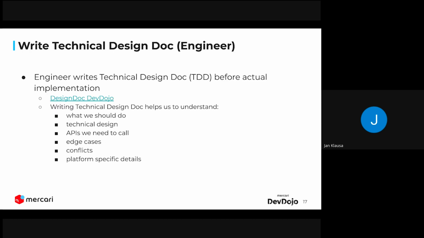Then engineers write technical design docs. If the feature is very small, we sometimes don't write technical design docs. But for large features, technical design docs are very useful. Engineers write the technical design doc before actual implementation. This TDD helps us think about many things before the actual implementation.